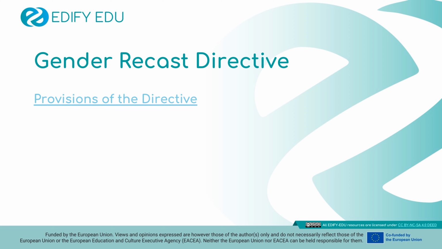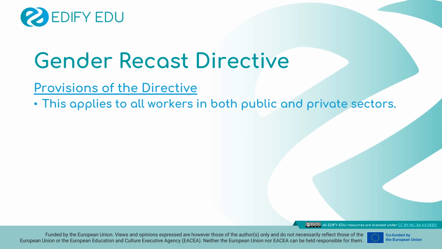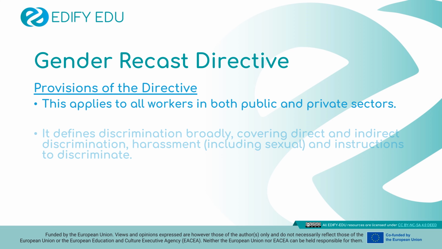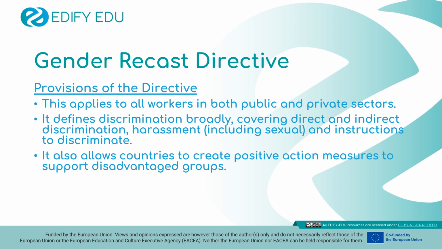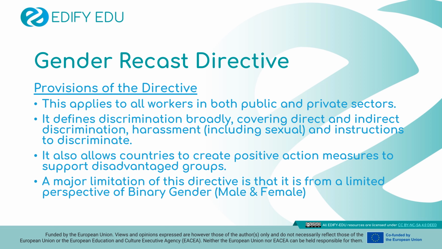Provisions of the directive. This applies to all workers in both public and private sectors. It defines discrimination broadly, covering direct and indirect discrimination, harassment including sexual harassment, and instructions to discriminate. It also allows countries to create positive action measures to support disadvantaged groups. A major limitation of this directive is that it is from a limited perspective of binary gender, male and female.